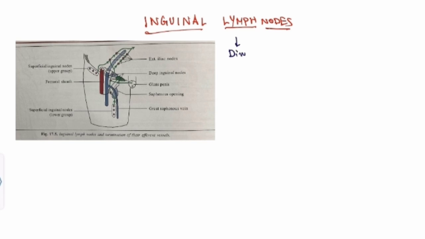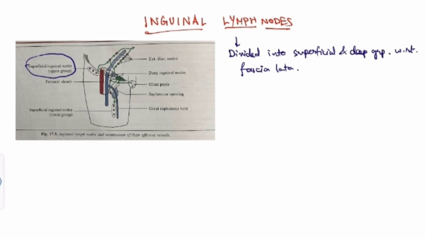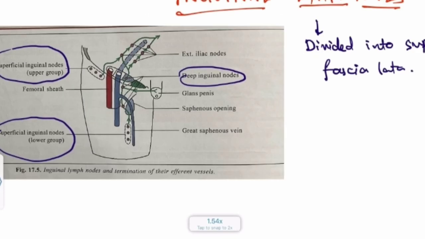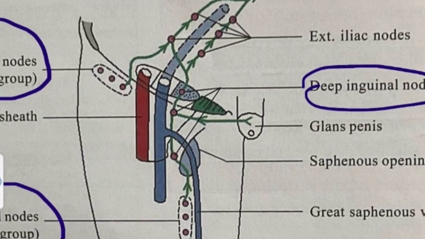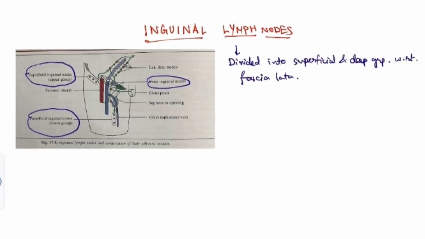So inguinal lymph nodes are divided into a superficial group and a deep group with respect to the fossa lata. You can see the superficial inguinal nodes, upper group, superficial inguinal nodes, lower group. And then you have the deep inguinal nodes. Here, let's zoom in. This is the superficial one. This is the deep lower one. Superficial, and this is the deep inguinal. So only 3 are present. Sorry, these are the 3 deep lymph nodes.